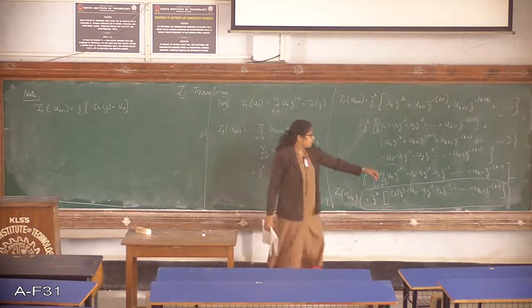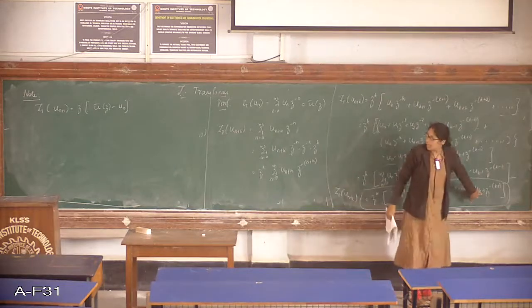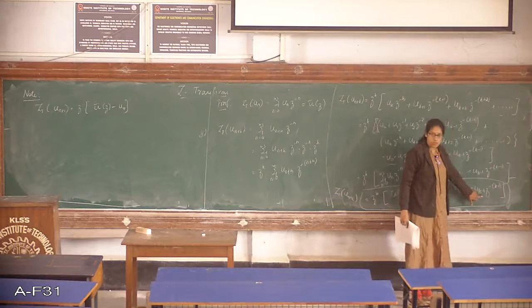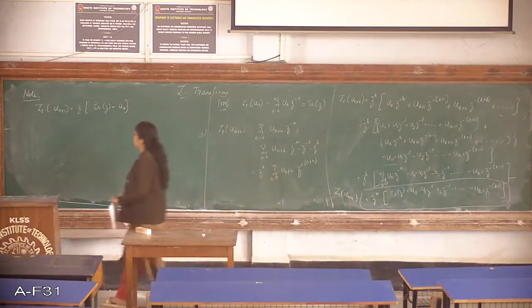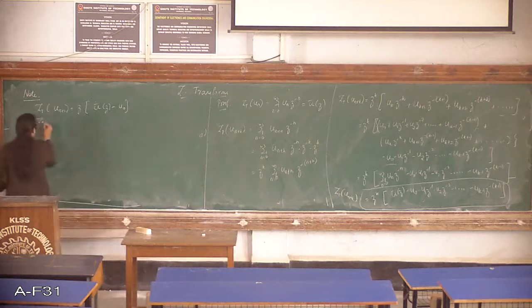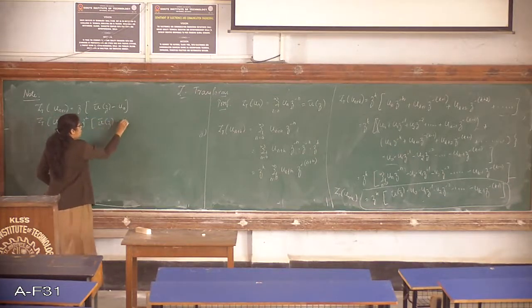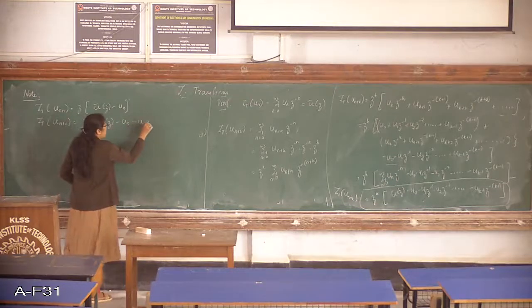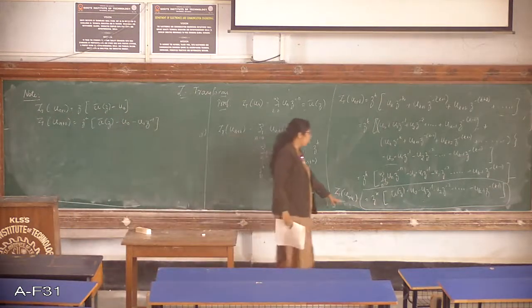And then see, the last term is u_{k-1}, and k value is 1, so I cannot go for the negative value. And then we go for the z transform of u_{n+2}, that is k is taking the value of 2, so z square u bar of z minus u0 minus u1 z raised to minus 1, that is k is taking the value as 2.